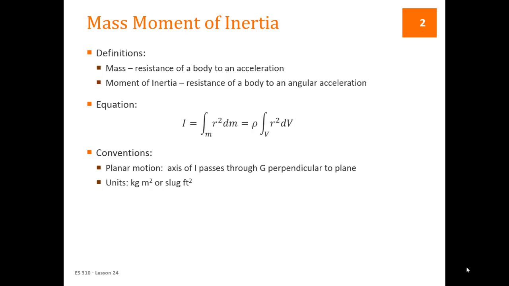The equation for mass moment of inertia is the integral of r squared dm. If we write dm as rho dv, then this integral can be written as rho times the integral of r squared dv. Conventions for mass moment of inertia say that if we have planar motion, that is motion that acts only in one plane, then I passes through the center of gravity and is perpendicular to that plane. The units for I are either kilograms meters squared or slugs foot squared.